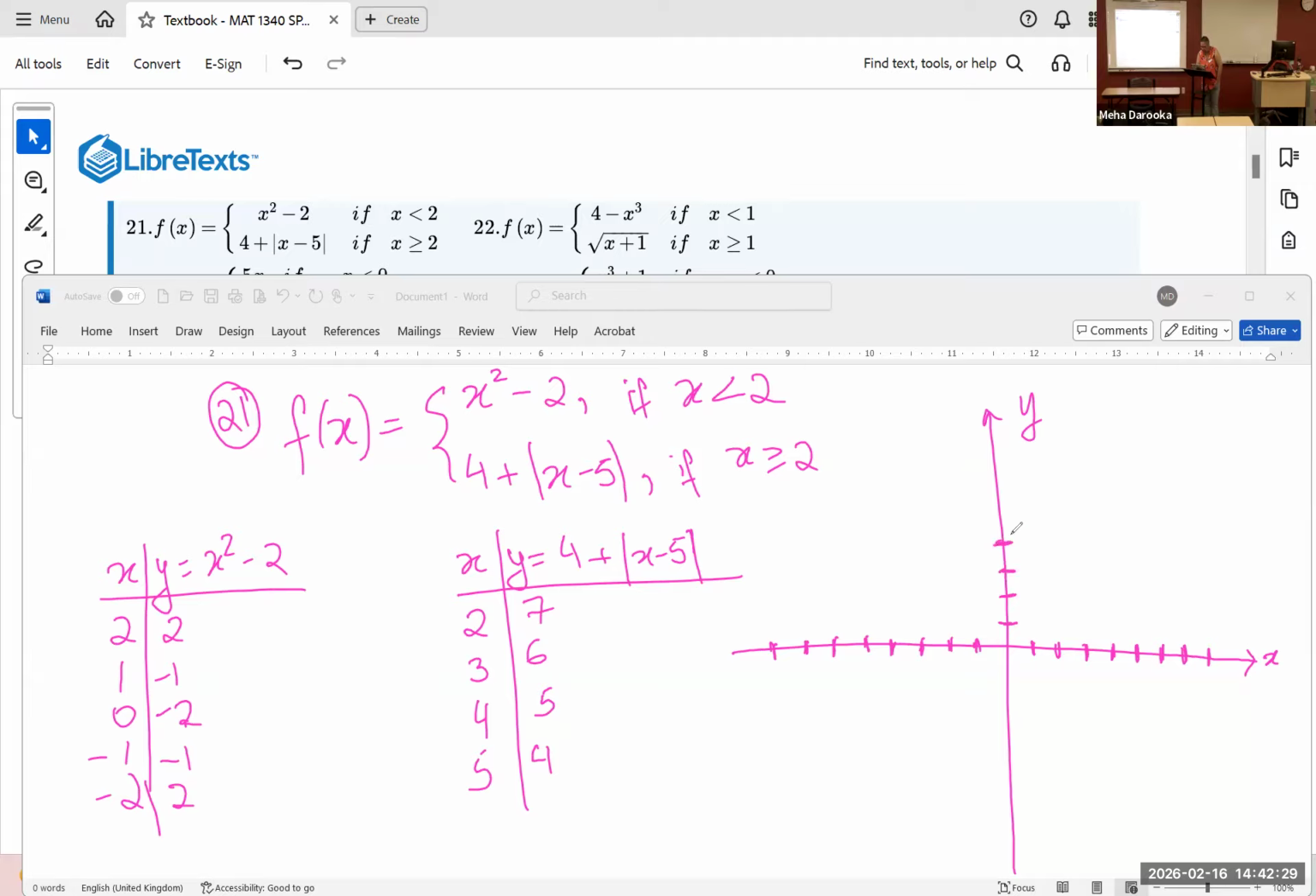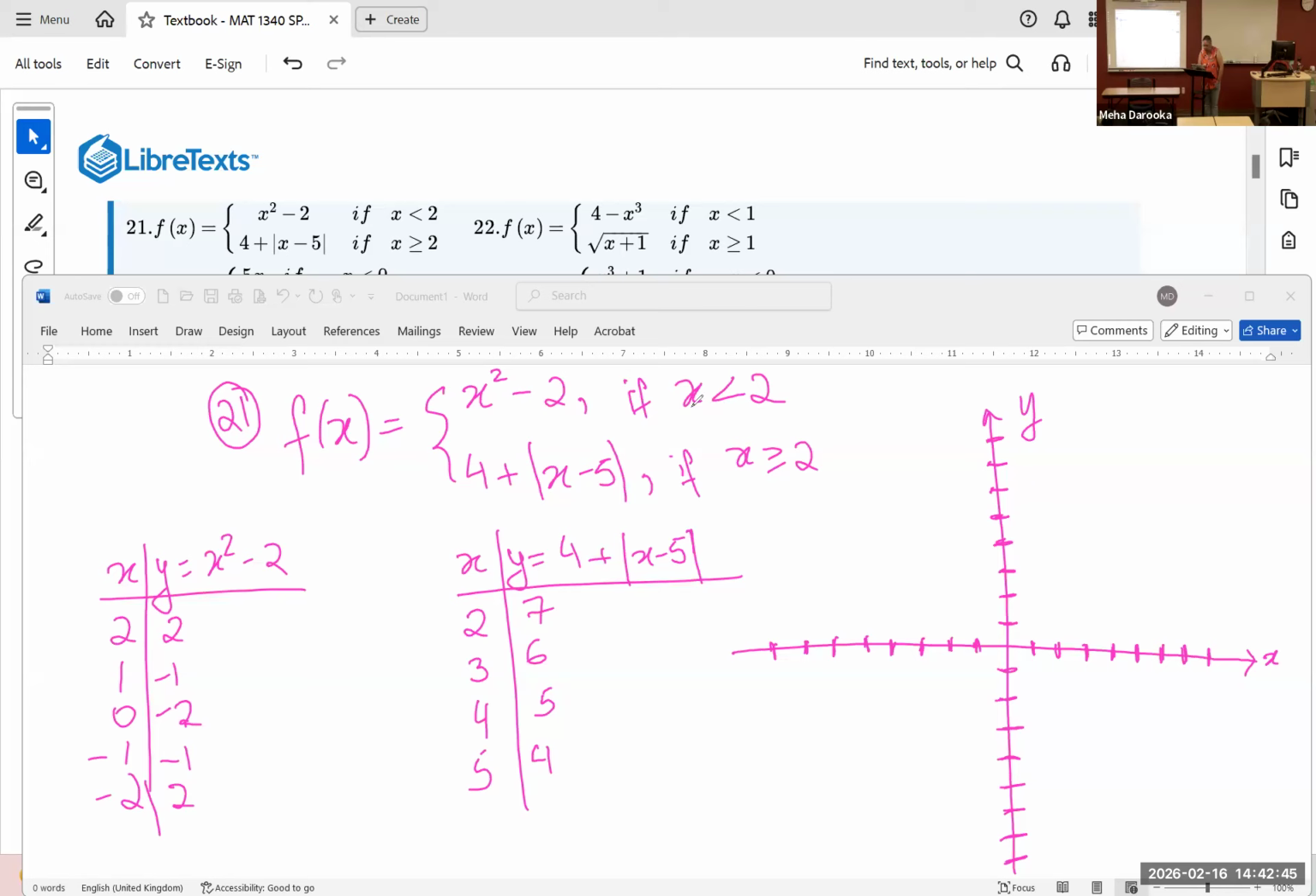You can also graph these in Desmos. I will need to go and review how to restrict the domain. It's been just a little time since I've done that, so we can definitely look at that. But let's take a look here.